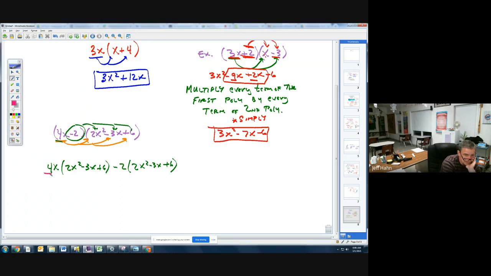So what happens here? 4x times 2x squared is 8x to the third. 4x times minus 3x is a minus 12x squared. 4x times 6 is 24x. This whole part's done. Now I do my minus 2 times those. Minus 2 times that is a negative 4x squared, these two. Minus 2 times a minus 3x is plus 6x. And a minus 2 times a plus 6 is minus 12. Those are the 6 terms I get.